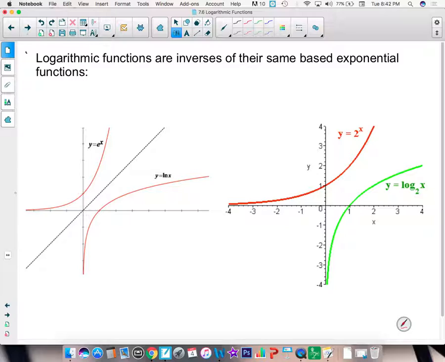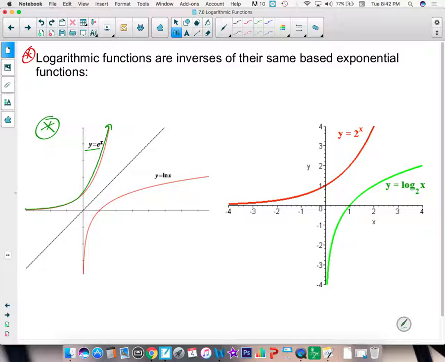Looking at this note here, it says logarithmic functions are inverses of their same-base exponential functions. So if we look at the first function here on the left, this graph, tracing it with my green marker, that's y equals e to the x. That's the exponential function with the base e.